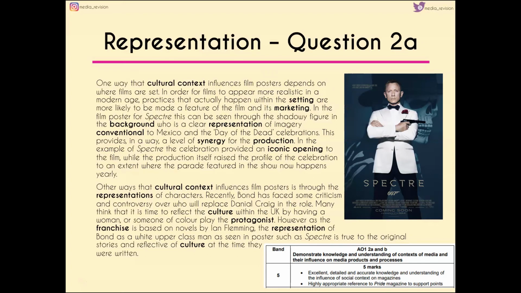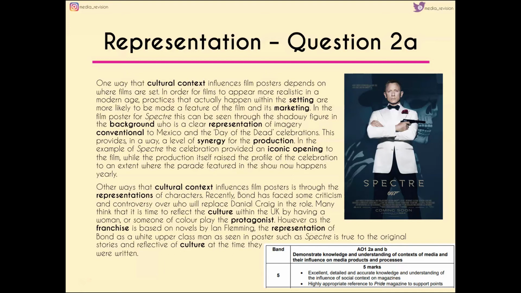So, the one way that cultural context influences film posters depends on where the films are set. So in order for films to appear more realistic in a modern age, practices that actually happen within the setting are more likely to be made a feature of the film and its marketing. In the film poster for Spectre, this can be seen through the shadowy figure in the background, who is a clear representation of imagery conventional to Mexico and the Day of the Dead celebrations. This provides, in a way, a level of synergy for the production. So in Spectre, the celebration provided an iconic opening to the film, where the production itself raised the profile of the celebration to an extent where that parade featured in the show now happens yearly.